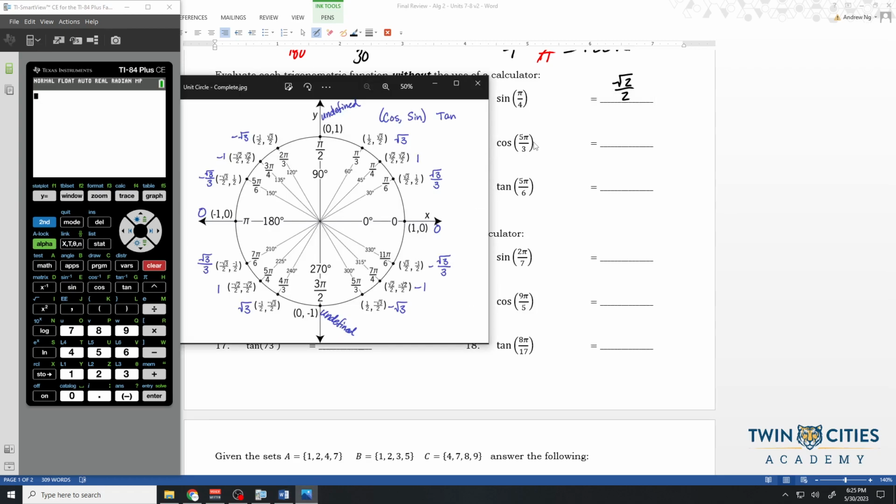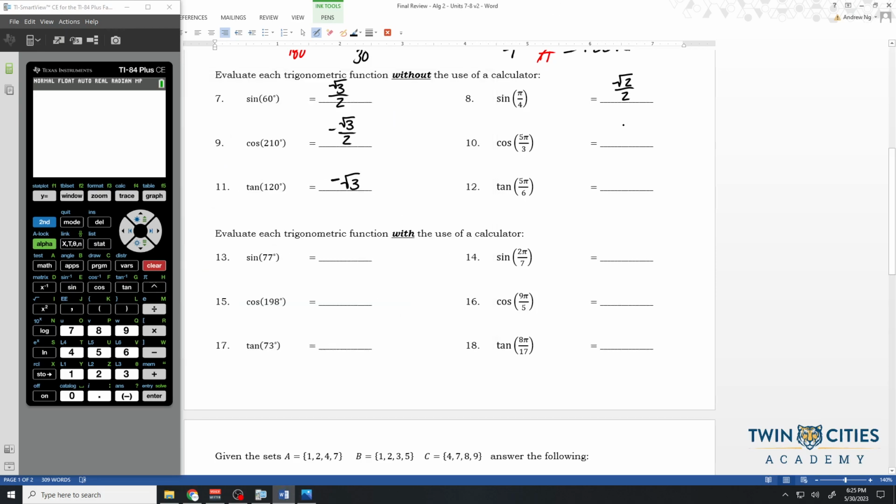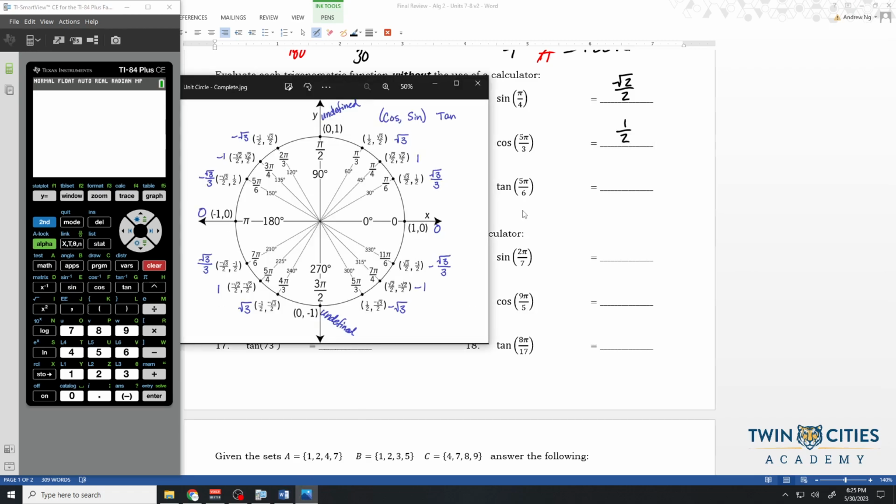Cosine of 5 pi over 3. So let's see, 5 pi over 3 is right here. And the cosine is 1/2. And then the tangent of 5 pi over 6. Okay, 5 pi over 6 is right here. The tangent is negative square root of 3 over 3.